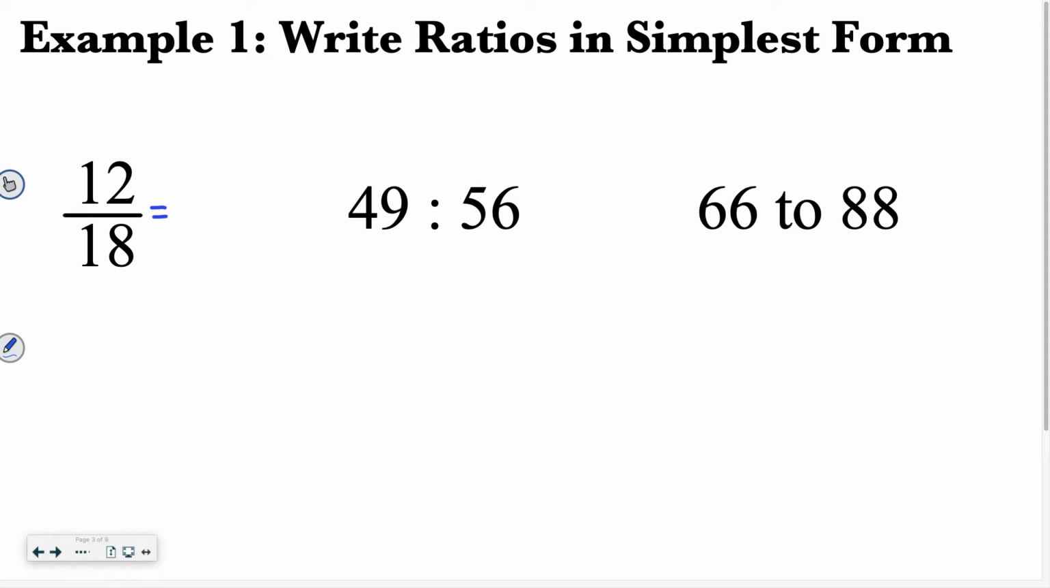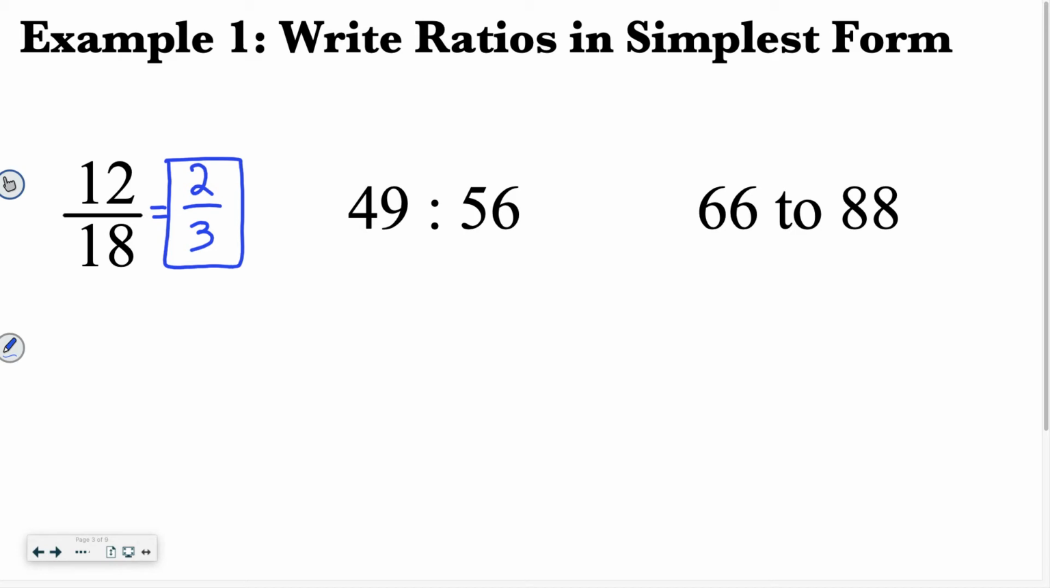numbers. So 12 divided by 6 gives me 2. 18 divided by 6 gives me 3. Now, is there anything else that can multiply into both 2 and 3? No. So that is simplest form. I am all done with that one.